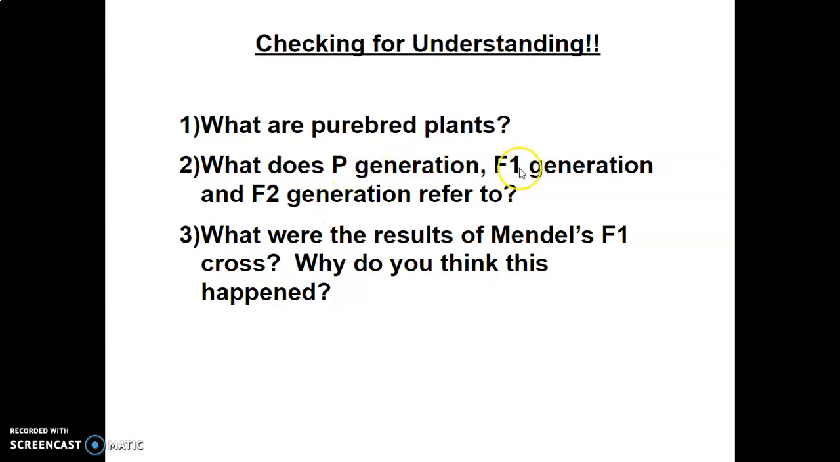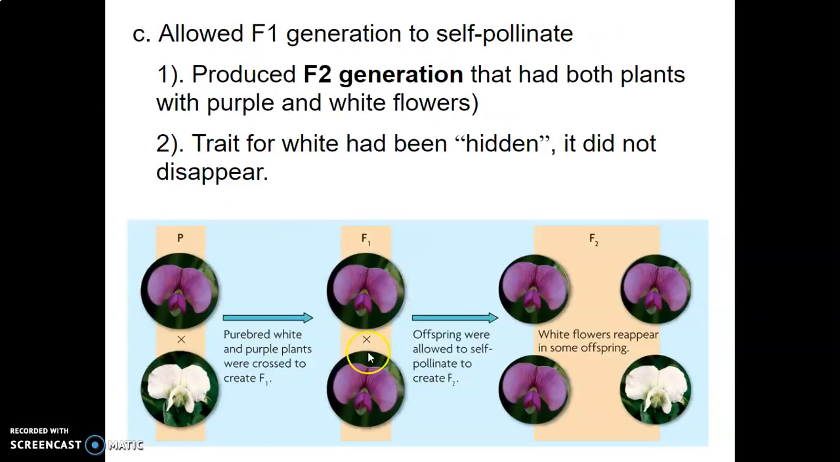Parental generation, filial generation 1 and filial 2 generation. I'm just looking back at what he was talking about. What are the results of Mendel's F1 cross? Remember, his F1 cross was when he self-pollinated those purple flowers in this circumstance. The results were a 3-to-1 ratio, purple to white flowers. About 1/4 of the plants had white flowers.